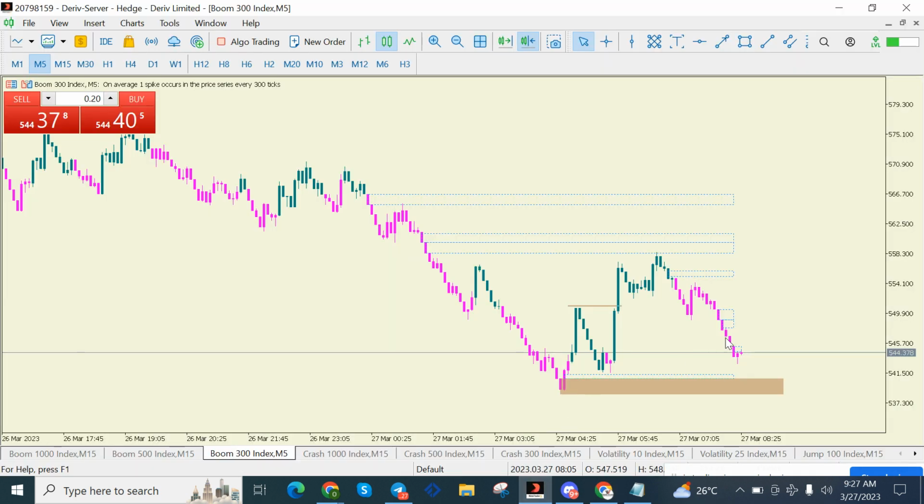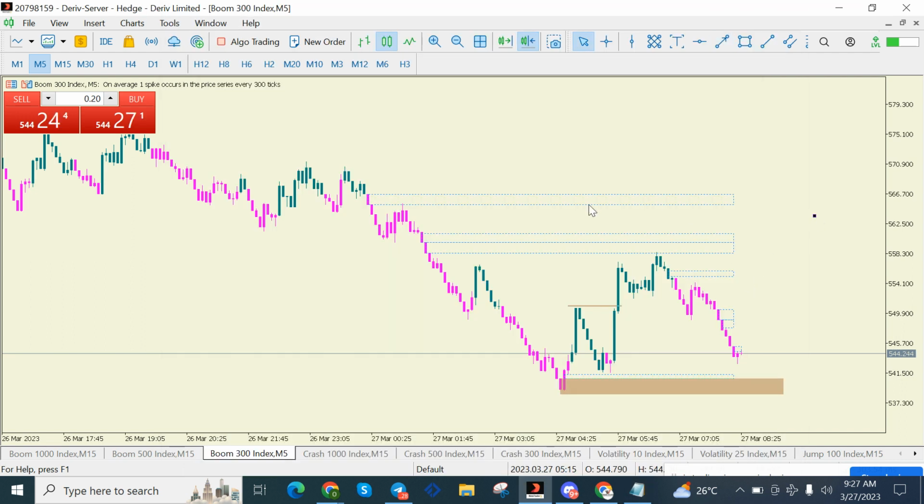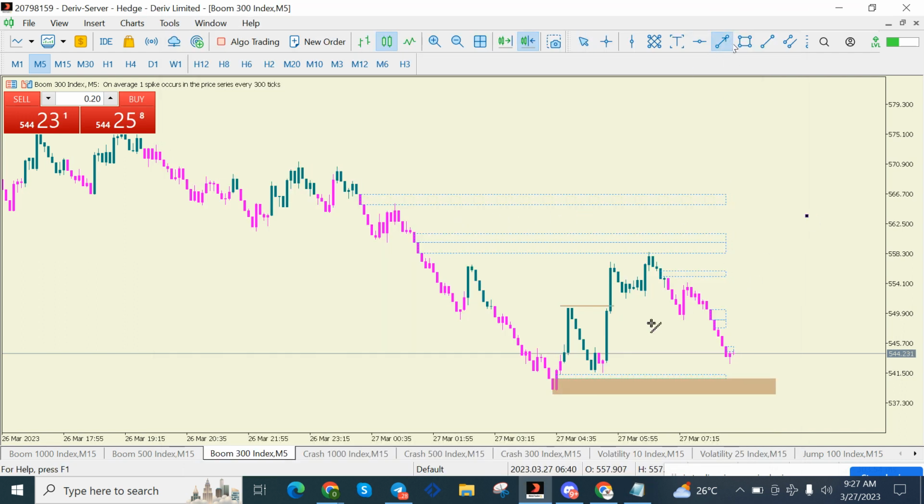All right. So this is Boom 300. I personally would prefer to take my entry from here. Now, I'm not done. The order block must sweep liquidity. So, order block liquidity sweep. What I'm trying to say is the order block must take out a previous candle. And so before you start talking about your lot size and all that, for Boom 300 on M5, break of structure, inducement, FVG.